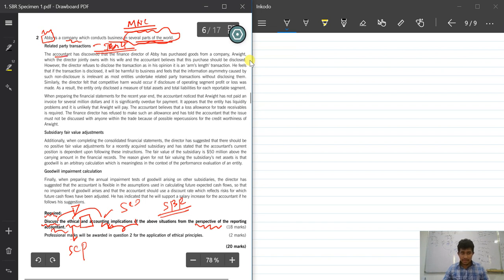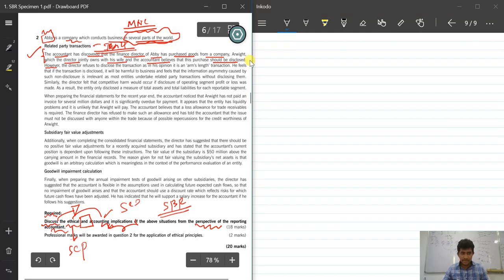The accountant, that is you, has discovered the finance director of Happy has purchased goods from a company, White, which the director jointly owns with his wife, and the accountant believes that the purchase should be disclosed. So as a student, what I need to think is, in the perspective of the accountant, whether he is right or wrong. Actually, I think it is very right, so I put a tick here. It is correct. According to IAS 24, this must be disclosed. Just be specific to Abby.